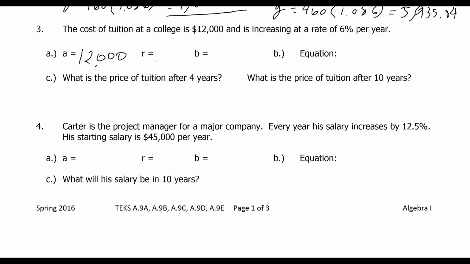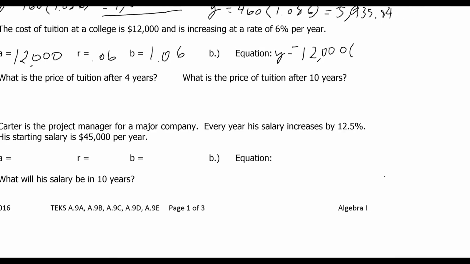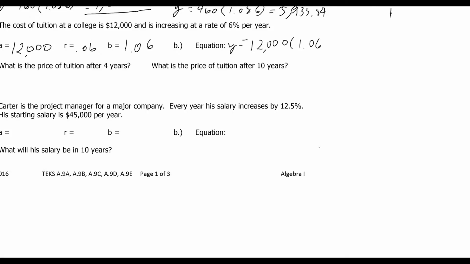Our rate is 0.06, so our B is going to be 1.06. The equation for this is going to be y equals 12,000 on the outside of 1.06 raised to the x power.